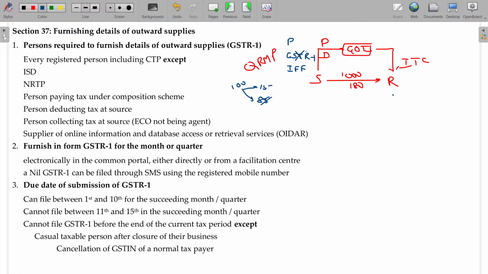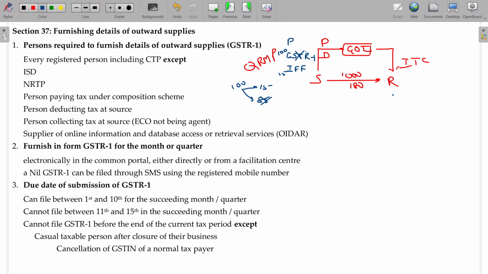In case of GSTR 1, you have to enter all the 100 forms. But in case of IFF, you might have guessed what forms are required to be uploaded? Only the 15 forms. So only these 15 invoice details are furnished through IFF, so that the recipient also enjoys. Those recipients who are not eligible for ITC, their tax invoice is not uploaded.